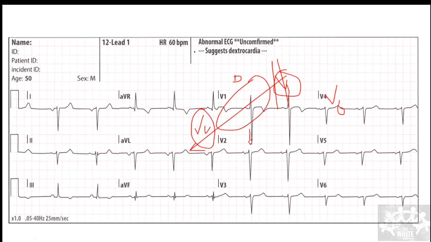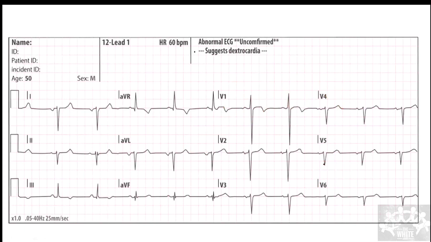Yes, correct. Someone has answered very beautifully. Amrut, very good explanation. As we go from V1 to V6, the R wave increases and the S wave decreases. But in this case, it's opposite of that. That's why dextrocardia. Here the R wave progression is bad. I don't see any R waves here. So that means there is dextrocardia. Now is it clear? I hope it is clear.